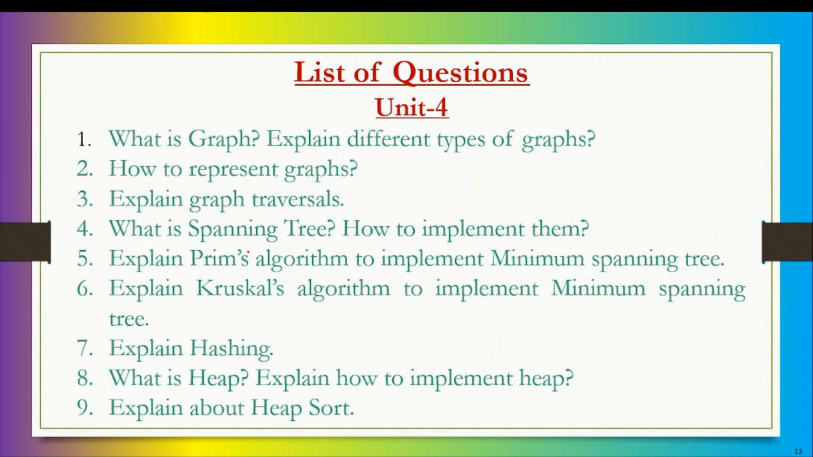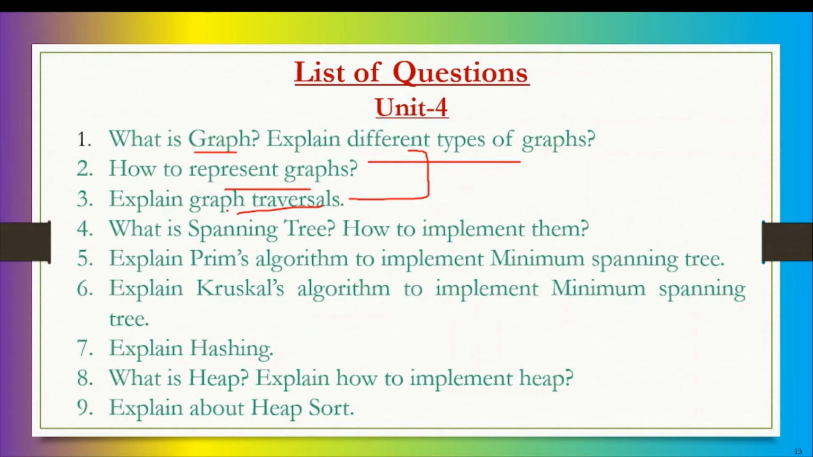And the next is the fourth and the last unit. Here we have 3 chapters. In the first chapter we have to learn about the graphs. You must learn this, it is easy and you can easily attempt any question from this. What is the graph, different types of graphs, how to represent the graphs and graph traversals. You learn all these topics as one question. What is graph, what are different graph types and traversals.